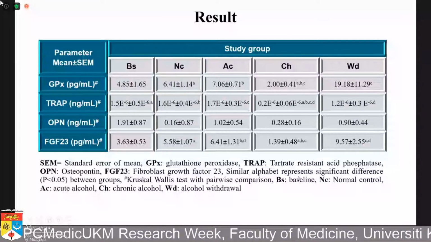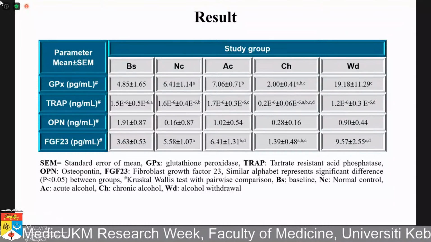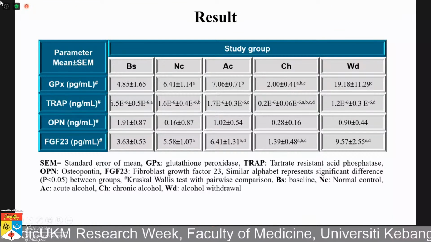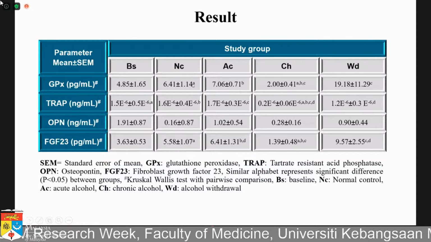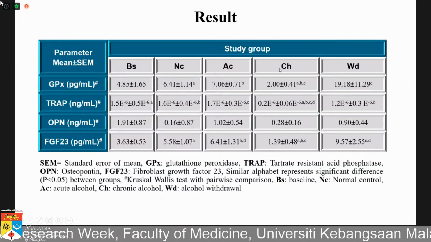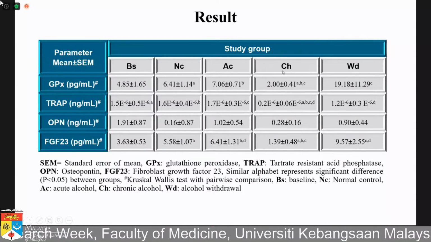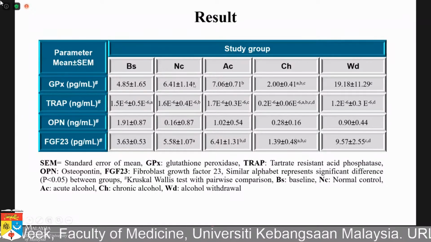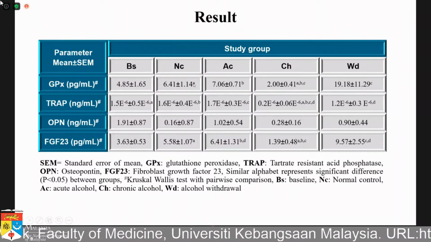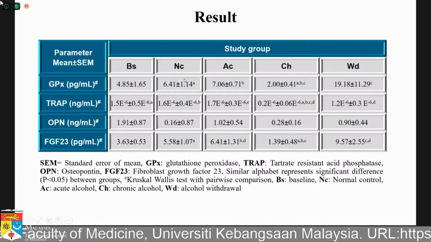All right. So how do we look at this result? These results are presented in mean and standard error of mean. Basically, the similar alphabet here represents the significant difference between groups. For example, in the normal group there's an A here, and the chronic group A. So there is a significant difference between normal, control, and chronic.